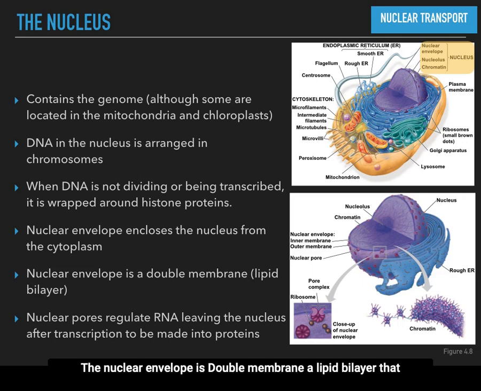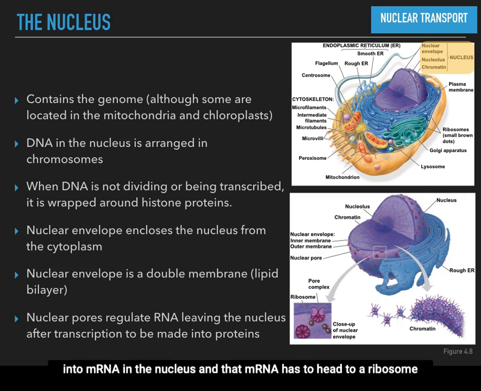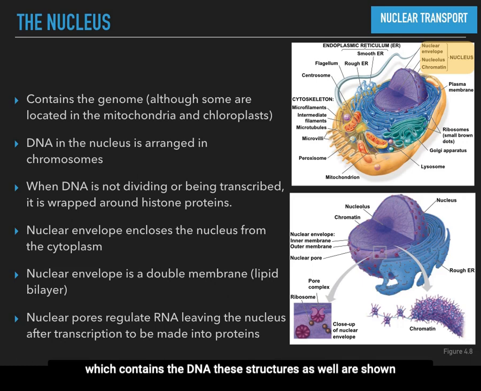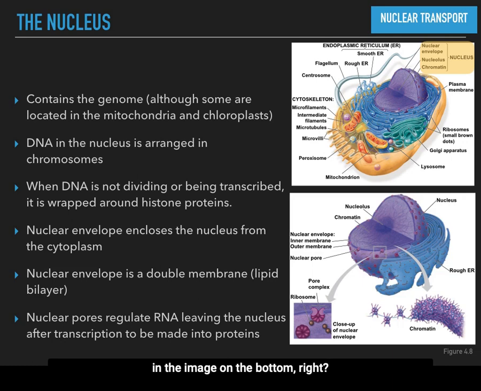The nuclear envelope is a double membrane, a lipid bilayer, that separates the nucleus from the cytoplasm. Because DNA is transcribed into mRNA in the nucleus, and that mRNA has to head to a ribosome in order to make a protein, there are pores that regulate the mRNA leaving the nucleus. The nuclear pores are shown in the inset image on the bottom. The top image shows an animal cell with a nucleus, which is made of the nuclear envelope, a lipid bilayer, the nucleolus, which contains the DNA. These structures, as well, are shown in the image on the bottom right.